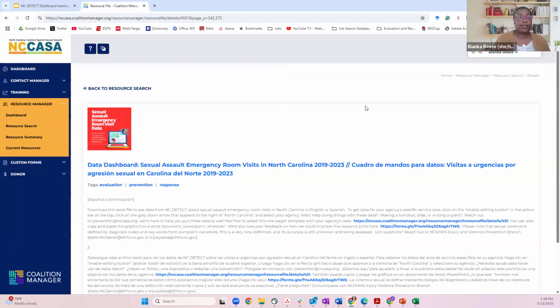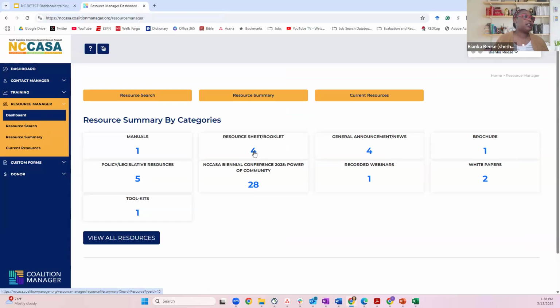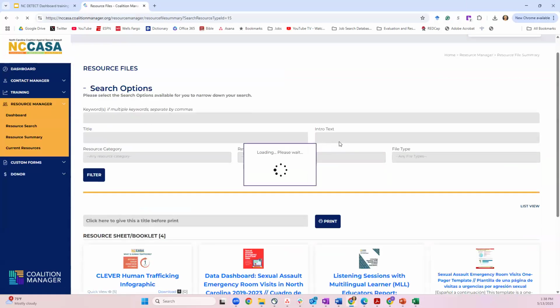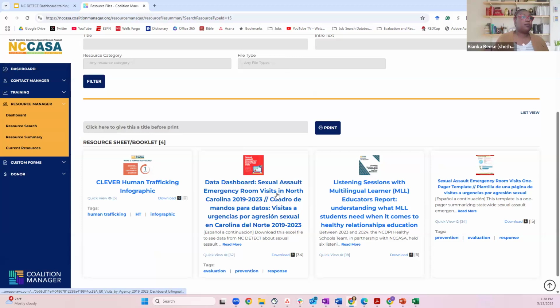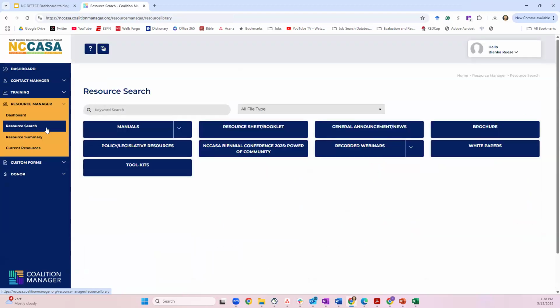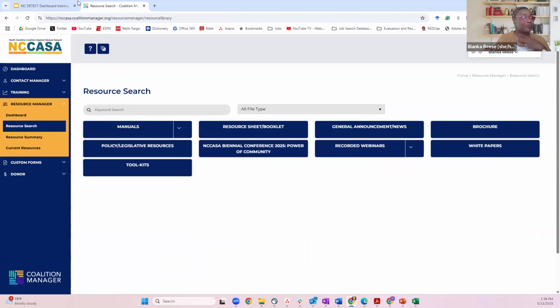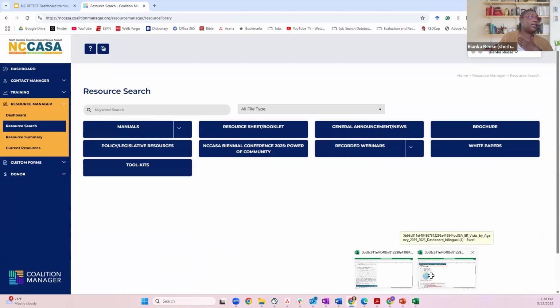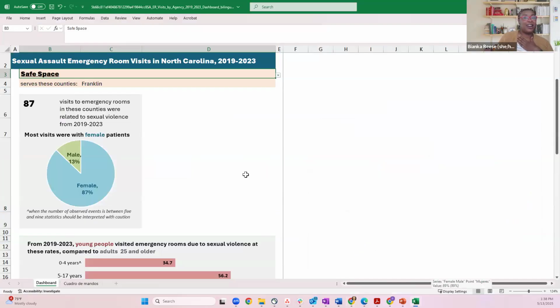So I'm back on. Can y'all see this? Okay, I'm back on the coalition manager. I signed in, and if you go to the left side, click on dashboard here, and it's under resource sheet and booklet. And it is called the Data Dashboard: Sexual Assault Emergency Room Visits in North Carolina. You just have to click on it to download it. Or you can go to the search on the right or the left and type in data or something. And then you download it to your computer. Now let's go back. Y'all can see this, right? The Excel spreadsheet.